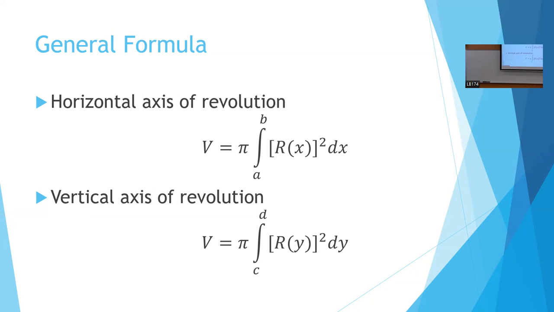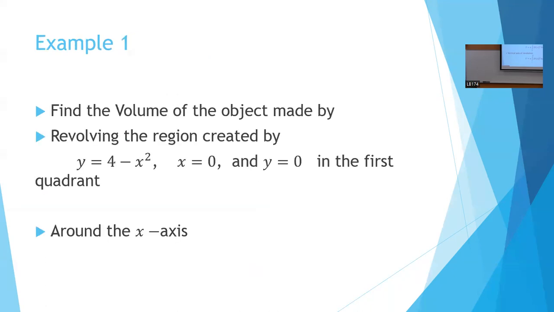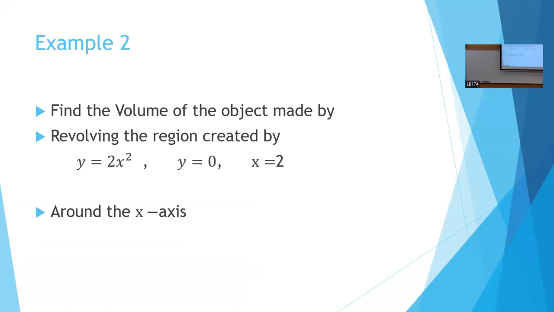And if we rotated that around horizontally, then the disk's widths are all with respect to x. If we rotate that around a vertical axis of revolution, then our disk's widths are small changes in y's. So we have to integrate with respect to x when we have a horizontal axis of revolution, and with respect to y when we have a vertical axis of revolution. Okay. This is the one we did last time. We did example 1. So now let's move on to example 2.